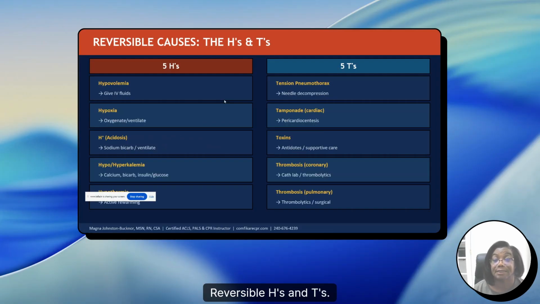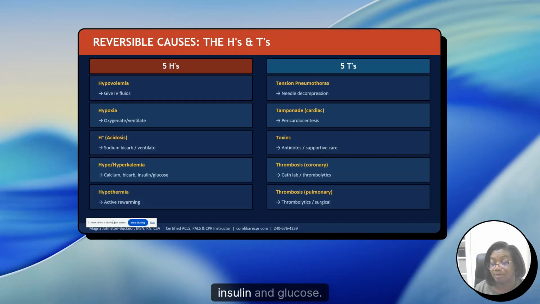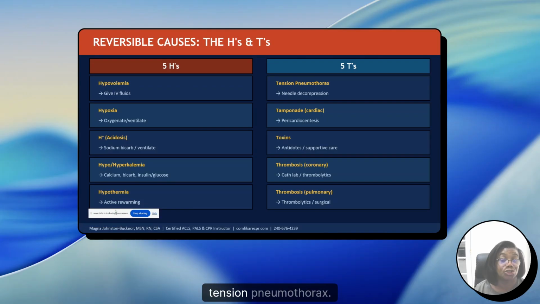Reversible H's and T's. You have 5 H's and 5 T's. You need to know these. Hypovolemia, you're going to give fluids. Hypoxia, oxygenate and ventilate. Hydrogen ions, acidosis, you're going to give sodium bicarb and ventilate. Hypo and hyperkalemia, you are going to do calcium, bicarb, insulin, and glucose. And hypothermia, active rewarming. Tension pneumothorax, these are the T's. You're going to do needle decompression.